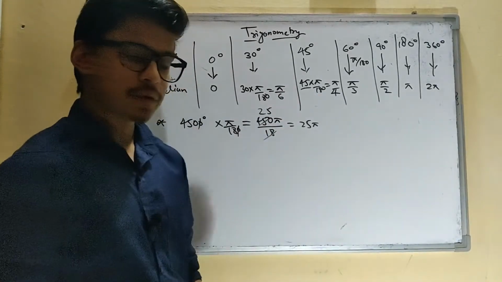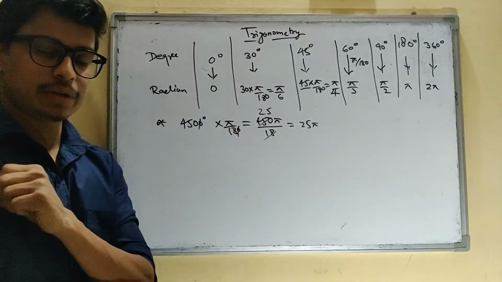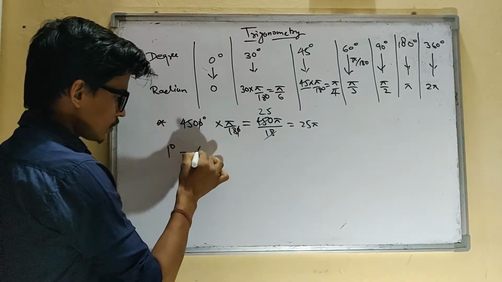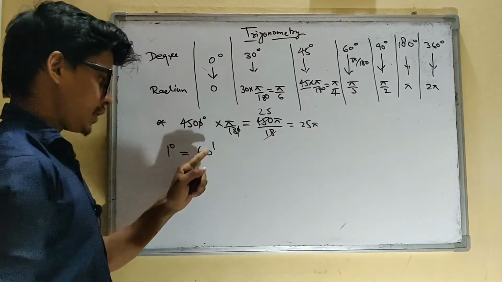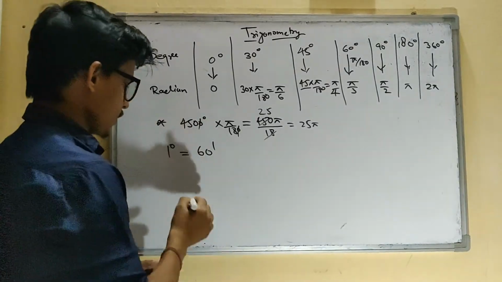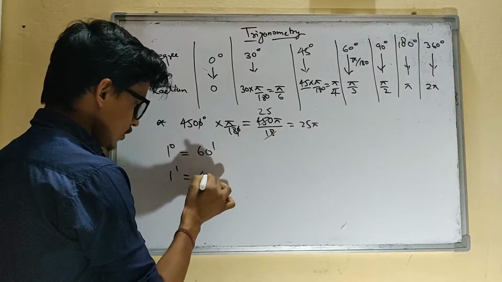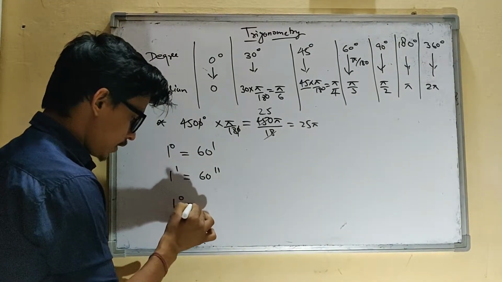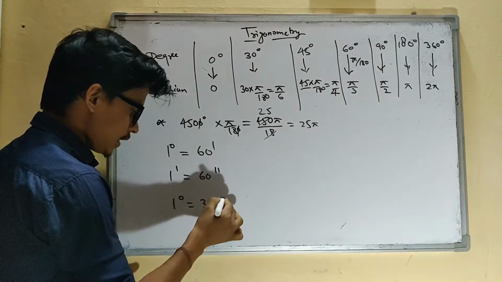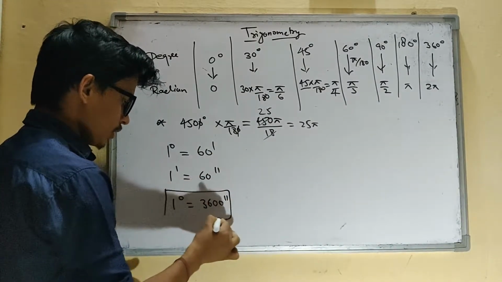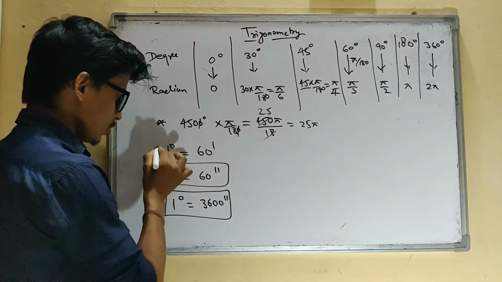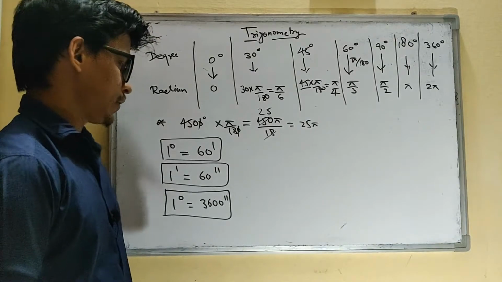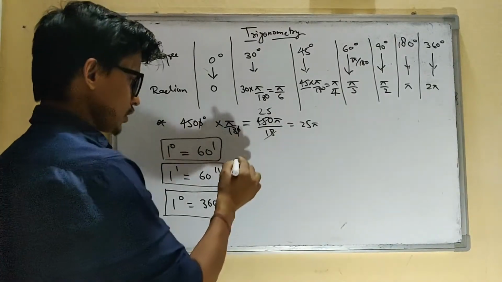Now some very basic things you should know about, right? So 1 degree is actually equals to 60 minutes, right? This dash is written as 60 minutes, and 1 minute is equivalent to 60 seconds, double dash. You can write it 1 degree is equals to 3600 seconds. Okay, so this is something you should know about degree and minutes and seconds. Okay, so some of the questions are like this.